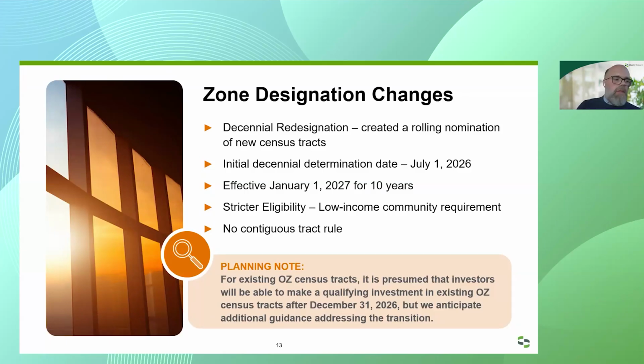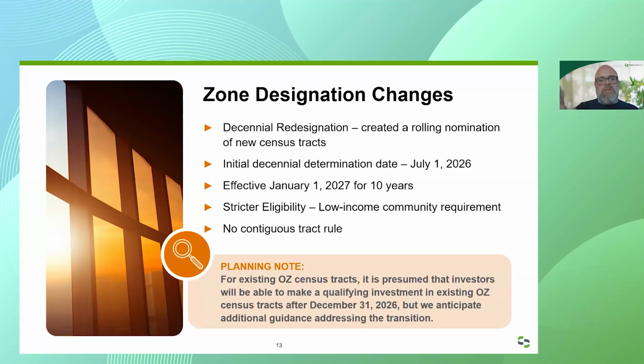It's interesting looking at how that income threshold will impact the world of opportunity zone census tracts. We currently have about 8,700, 8,800 designated tracts in the United States and its territories. It's anticipated that with the tightening of the low-income threshold to 70%, that will be reduced to somewhere below 7,000 total tracts. So we'll have a reduction of about 1,800 total tracts.